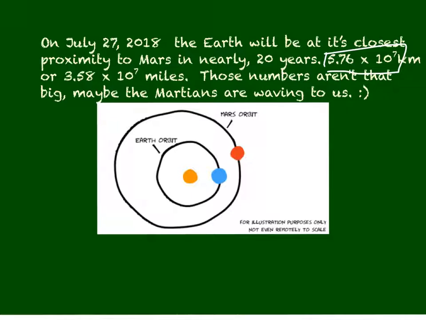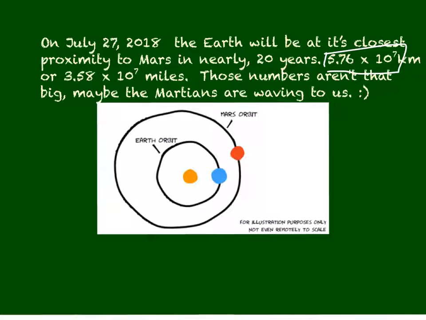So here we are looking at the distance to Mars from Earth. And again, it doesn't really look that big when you think about it. 3.58 times 10 to the 7 miles. How far is that? Well, in order for us to understand a little bit, and since we haven't worked with scientific notation numbers a great deal at this point, we want to think about what that looks like to us.